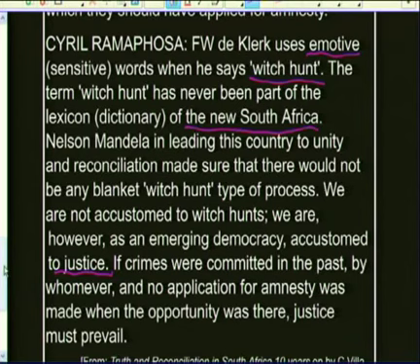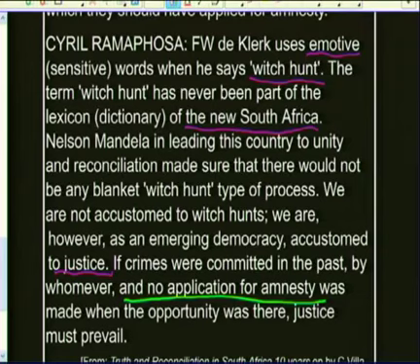If the crimes were committed in the past by whomever, and no application for amnesty. Now you remember that that was one of the conditions of the TRC. That people had to apply for amnesty, they had to come forward and meet all the conditions of full disclosure and proving that the crimes were politically motivated. So he says, and no applications for amnesty was made when the opportunity was there. That means when the TRC was in place.